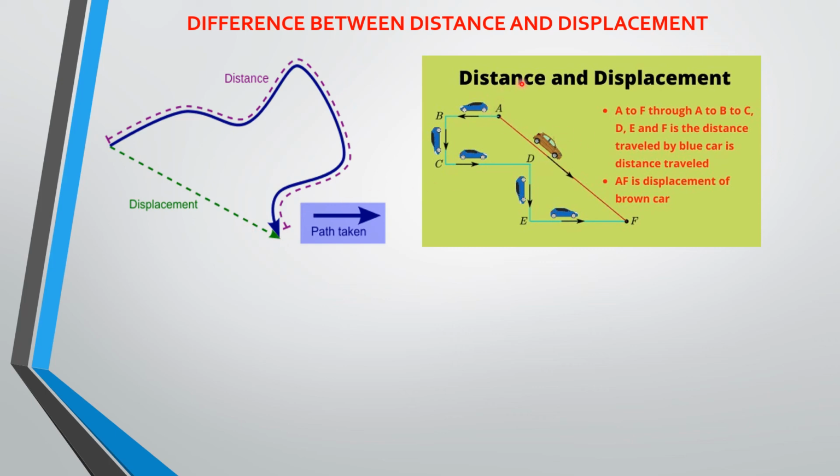Just like for this car that starts from point A, from A to B, B to C, C to D, D to E, and E to F. The distance covered is the sum of AB, BC, CD, DE, and EF. But the displacement is the distance AF. This is the shortest distance between A and F, because this is the starting point and this is the final point. So the shortest distance between A and F is the displacement of this brown car. So that is the difference between displacement and distance.